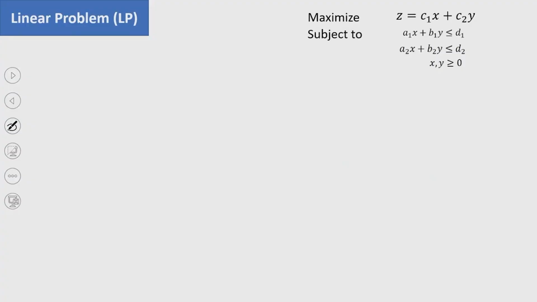Now, let us see this linear problem. Here this is a maximization type objective function: maximize z equal to c1x plus c2y. I have taken a two variable problem in order to draw it. And this is a maximization type problem, z equal to c1x plus c2y, subject to a1x plus b1y less than d1, and similarly a2x plus b2y less than d2, and x and y should be positive.